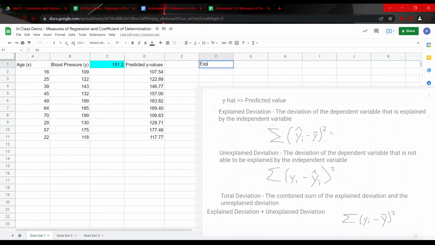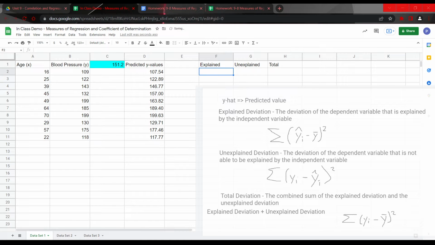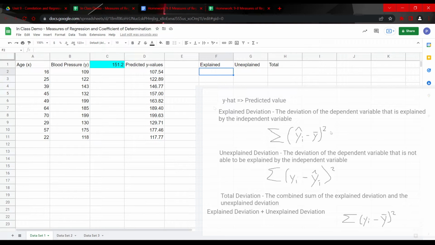And so now let's find my explained variation, explained, unexplained, and I will do total later. Okay. And so my explained deviation is I need to subtract each of my predicted values from the mean. So I need to do, for the first one, 107.54 minus 151.2, right? Remember that this up here is my mean. And I could just do that for each of them.